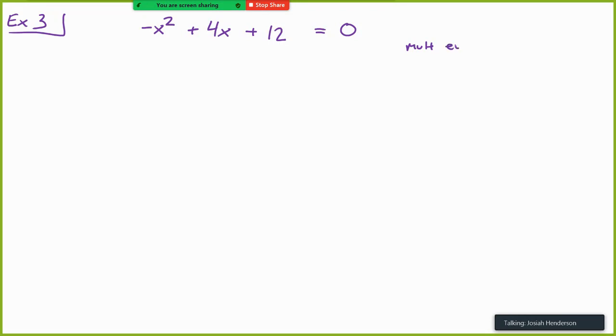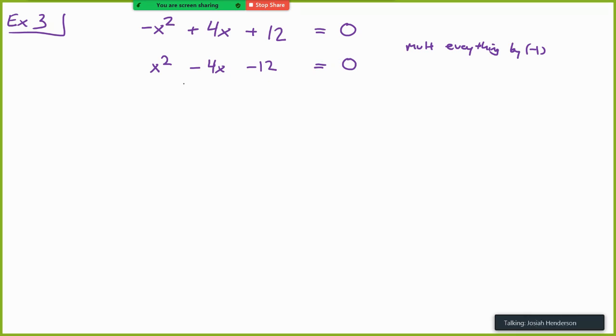So multiply everything, left and right side, by -1. That's going to change the sign for everything. That's going to make this x squared positive, and then minus 4x minus 12. And 0 times -1 is still 0, so it's still equal to 0. And now we're ready to get going.